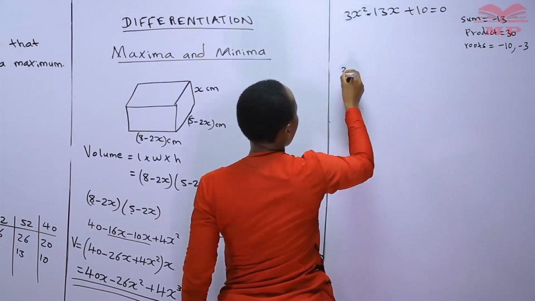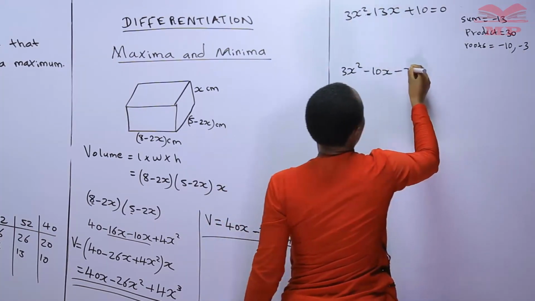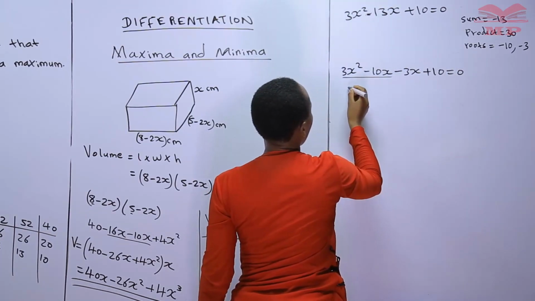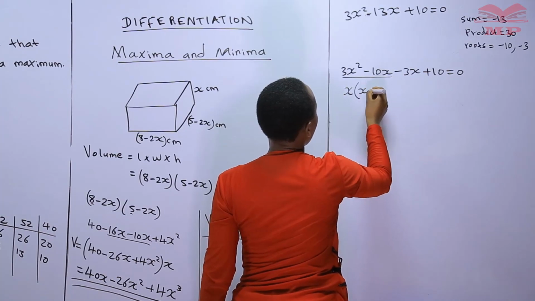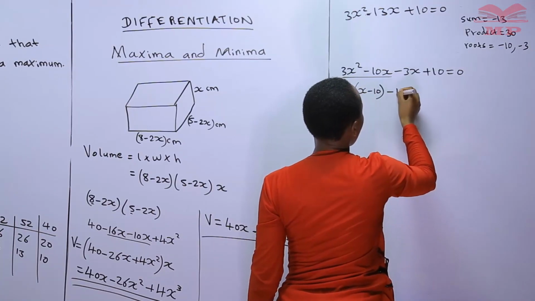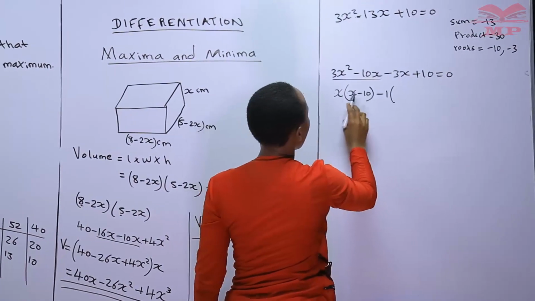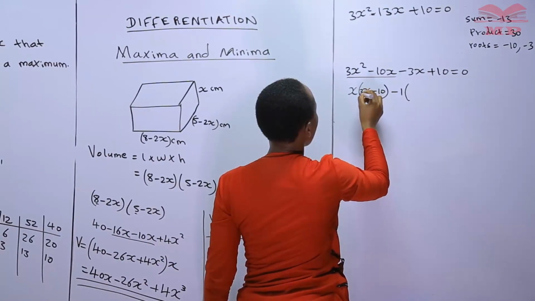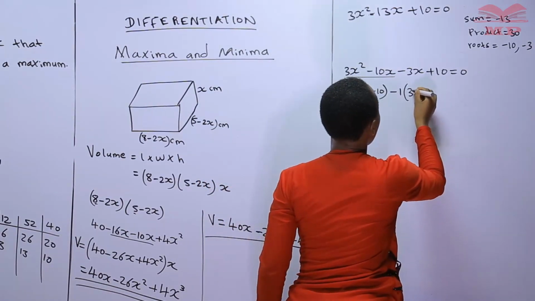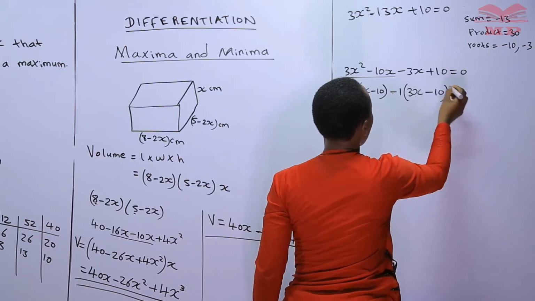So therefore, we have 3x squared minus 10x minus 3x plus 10 is equal to 0. So we factor out the common factor here, which is x. So we'll have x minus 10, then minus, our common factor here is negative 1. So we have 3x here, because 3x times x is 3x squared. So here we have 3x minus 10, so that when we open, negative times negative is positive.